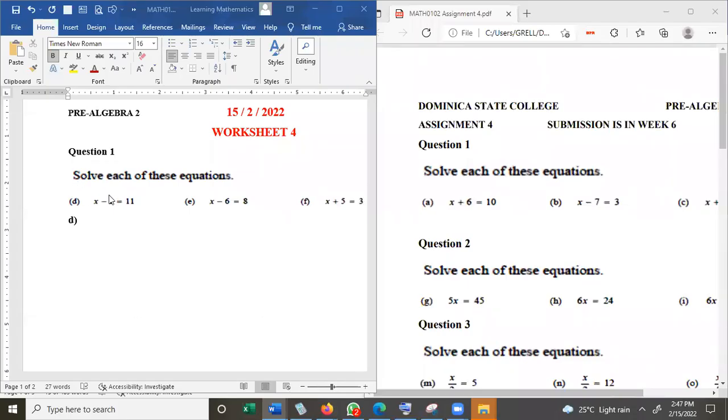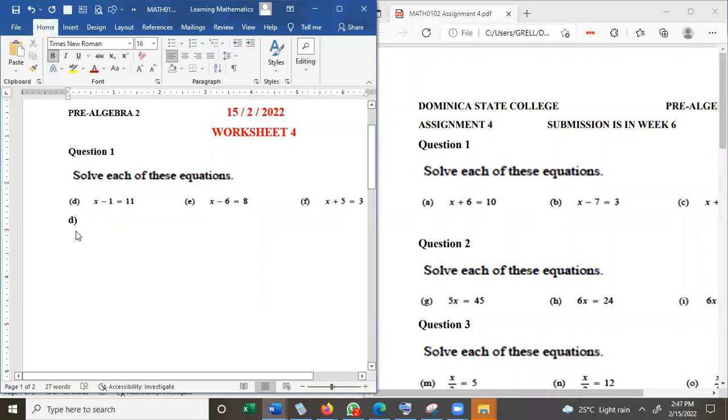Question 1 says solve each of these equations. D says x minus 1 is equal to 11. X represents something real. You want to find a number. When you subtract 1 from it, you will get 11. What is that number? Okay, let's call it x.